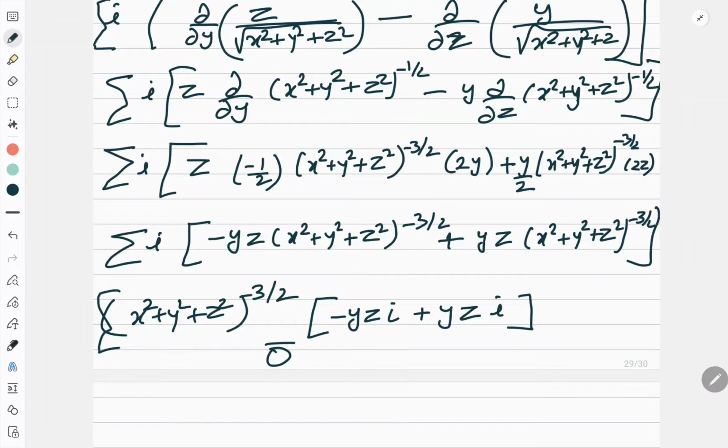In my next video I will put the application of gradient, divergence and curl to find out the potential functions.